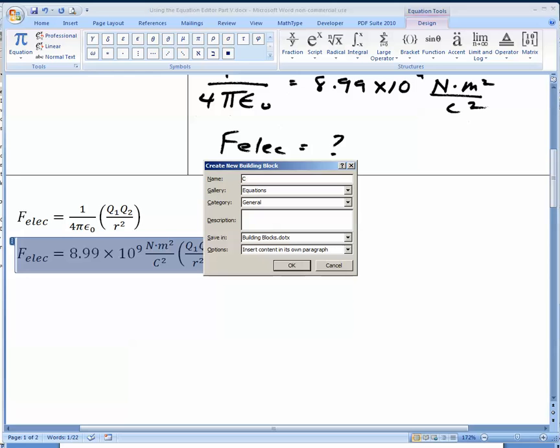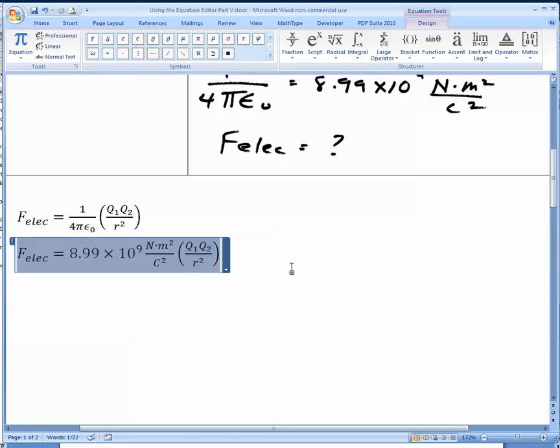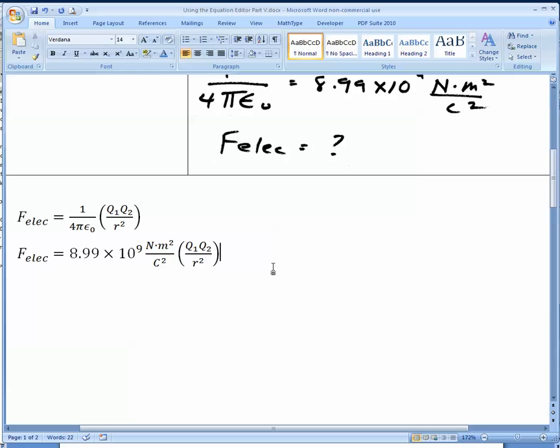Coulomb's law, in vacuum, because it would be different in air or water or whatever, and we'll create a new category and we will call that physics. And the equation is now stored for future use.